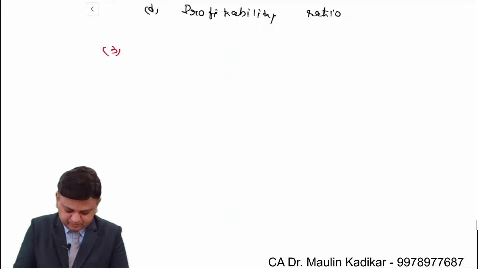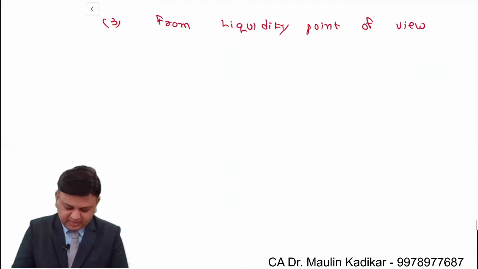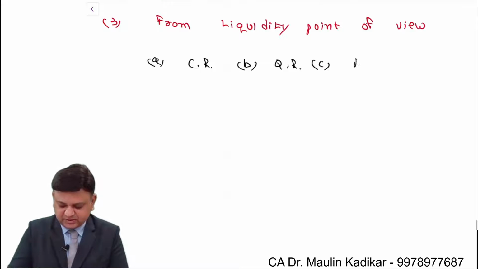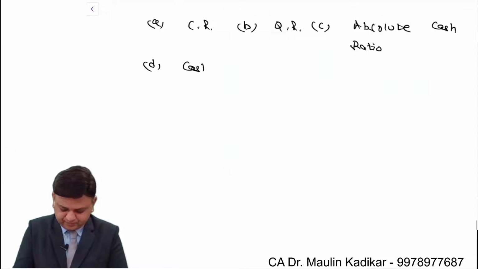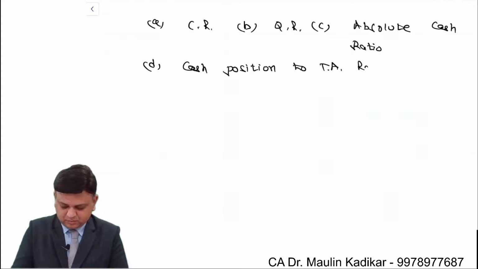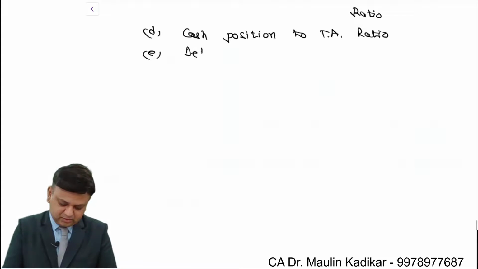Third point, from the liquidity point of view: A, current ratio; B, quick ratio; C, absolute cash ratio; D, cash position to total asset ratio; E, defense ratio.